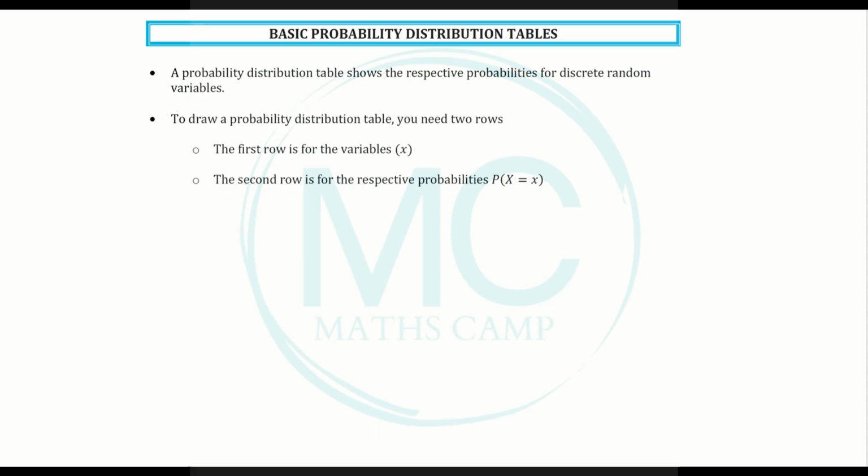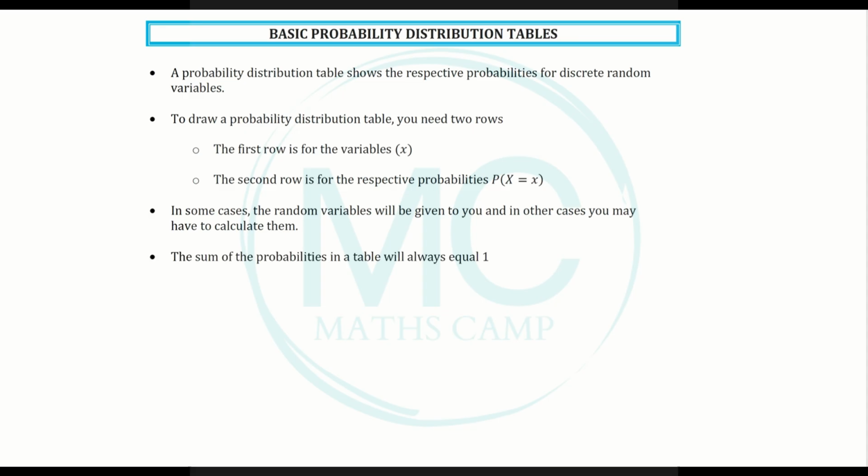So, to draw a table, we need two rows. In the top row, in our first column, we write x, and in the second row, we write the probability that X is equal to x. So it will look like that. In some cases, the random variables will be given to you, and in other cases, you may have to calculate them. Just remember that the sum of the probabilities in a table is always equal to 1, and you can use this to make sure that your probabilities are correct, or if you need to find an unknown.